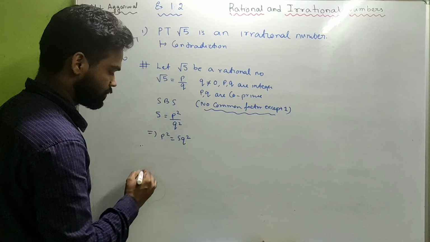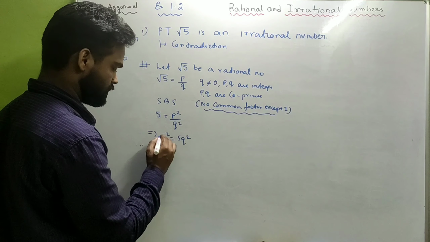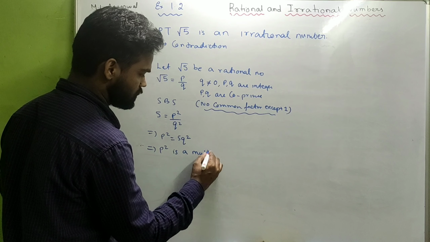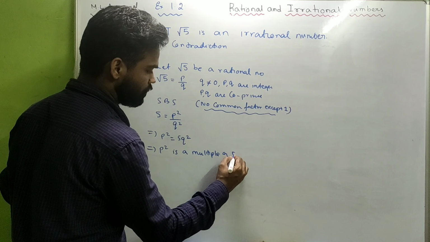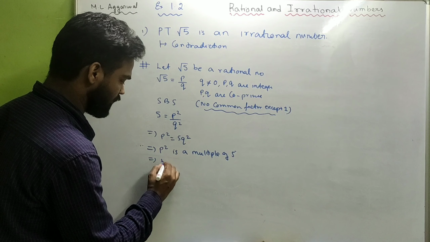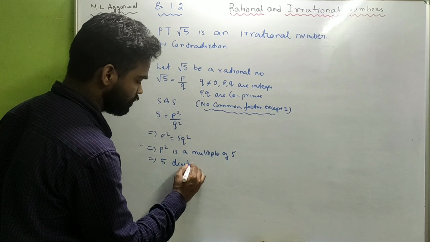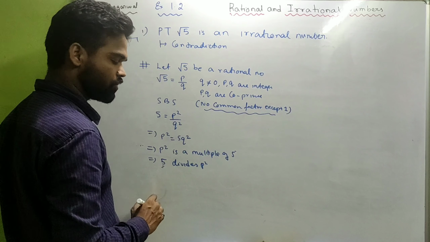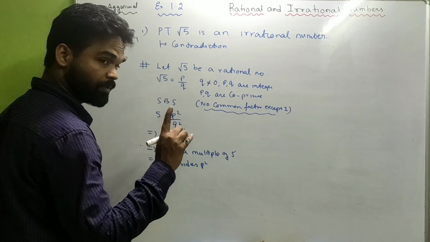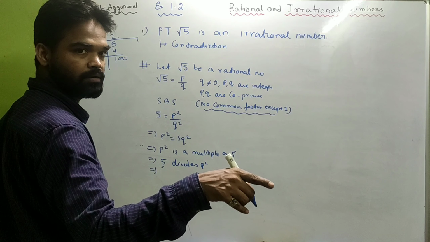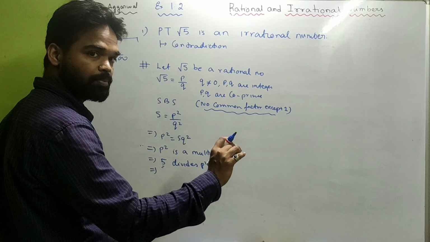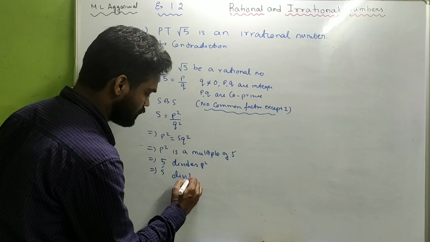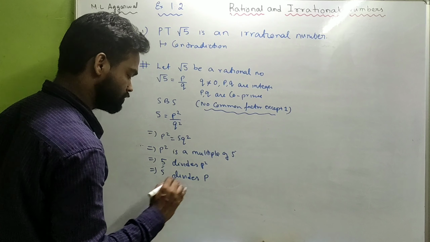which means P square is a multiple of 5, which means 5 divides P square. 5 is a prime number. We just did the theorem. So if a prime number divides A square, then that prime number divides A also, which means 5 divides P also, isn't it?